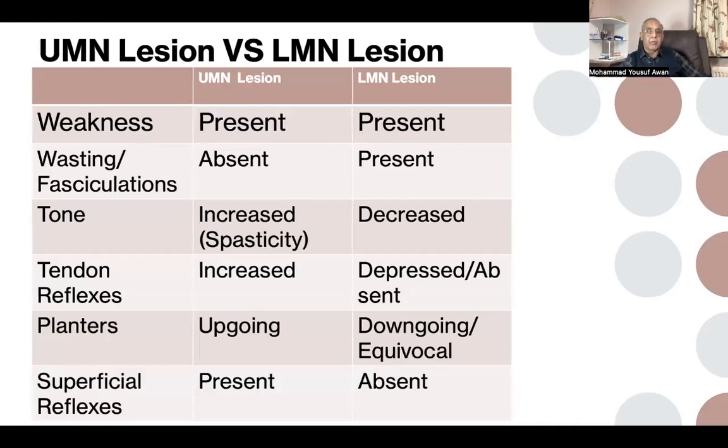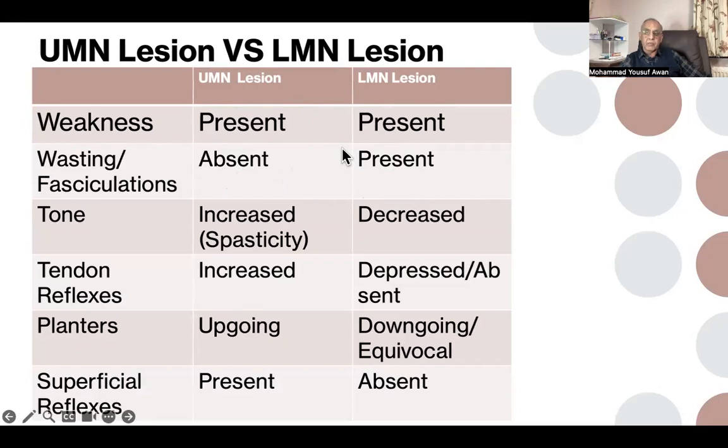Right. When I mentioned the upper motor neuron lesion and the lower motor neuron lesion, the difference between them is that weakness will be present in both types of lesion, whether it's central or peripheral. But in upper motor neuron lesion, there will be no wasting. But in the lower motor neuron lesion, the muscle will be wasted and there will be fasciculation, the twitching movements of individual muscle fibers, which is sometimes visible. So these are the features that differentiate between upper and lower motor neuron lesion.